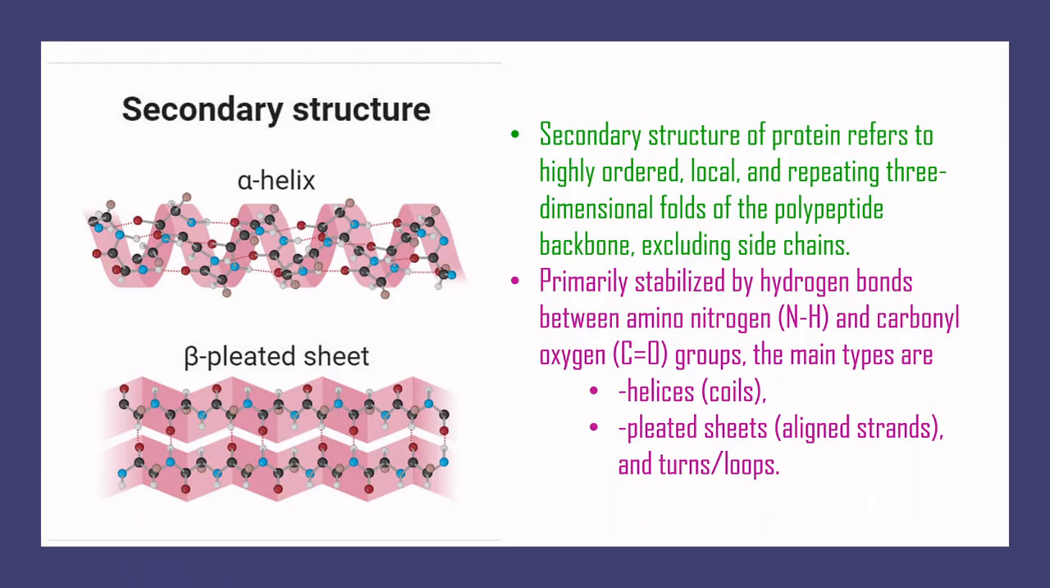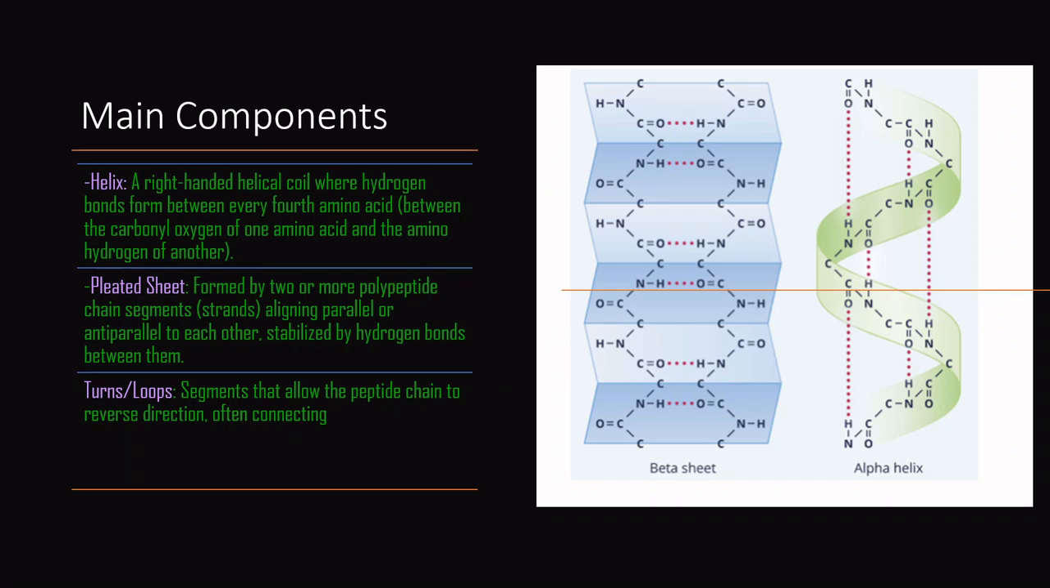Let us see in detail the main components of the secondary structure. We already said it can be arranged into three different ways: helices, pleated sheet, and turns or loops. Helices means this one, the right-handed helical coil. The amino acid sequence can arrange in this manner in the form of a right-handed helical coil.